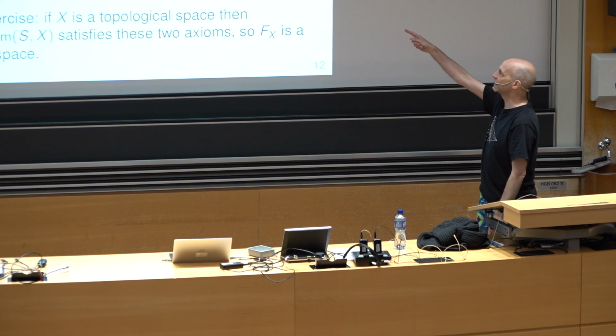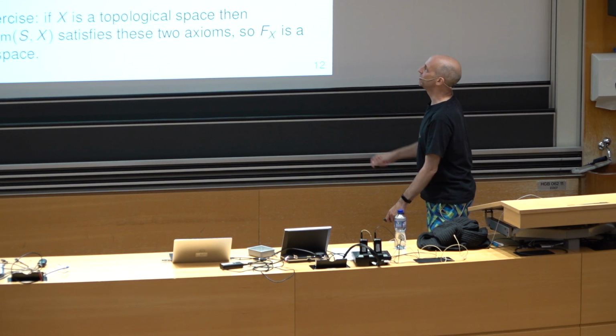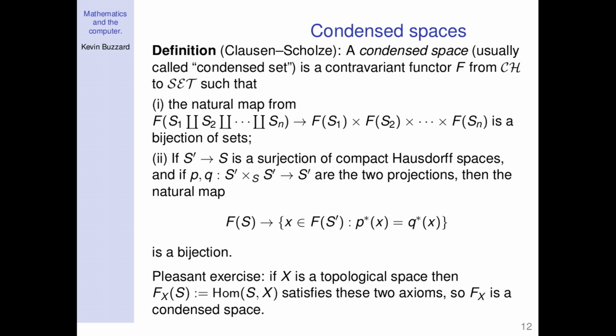The second axiom is slightly trickier. You need to use the fact that a surjection of compact Hausdorff spaces is a quotient map. In compact Hausdorff spaces, you don't have this phenomenon that you can get bijections which aren't isomorphisms. Very well-behaved category, compact Hausdorff spaces. So this isn't an immediate diagram chase. You have to think. If you get bored in the lecture, you could try proving two.